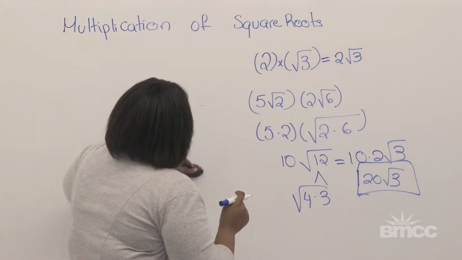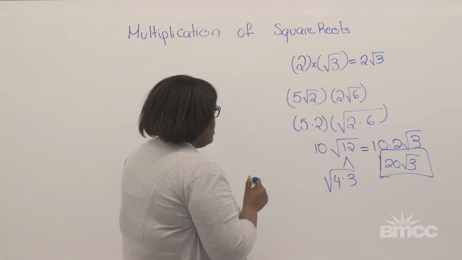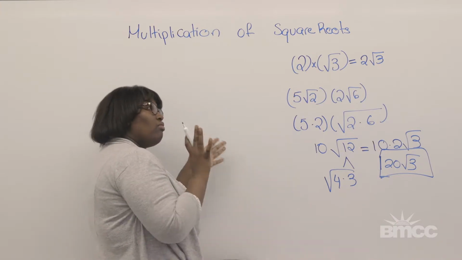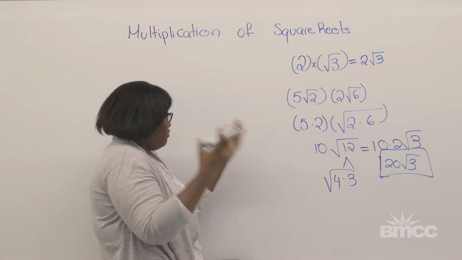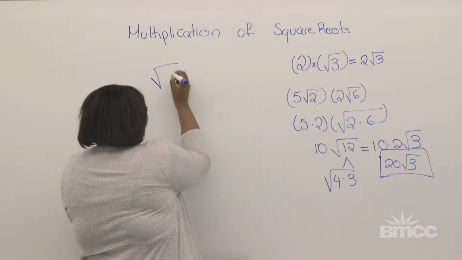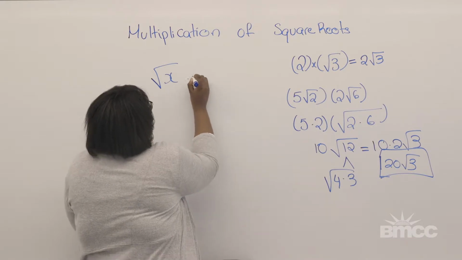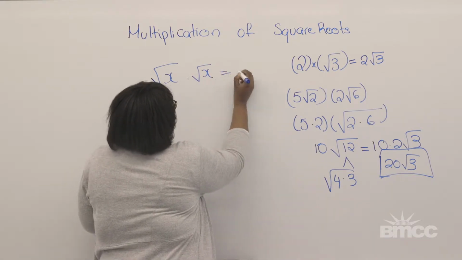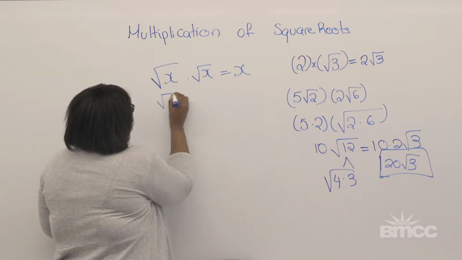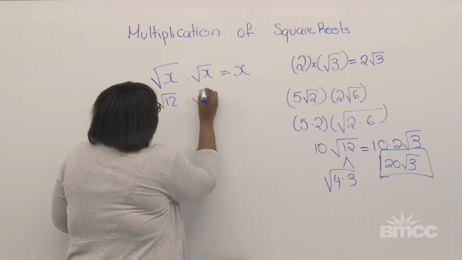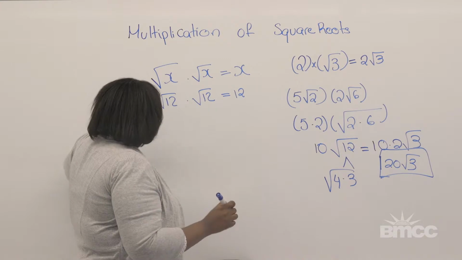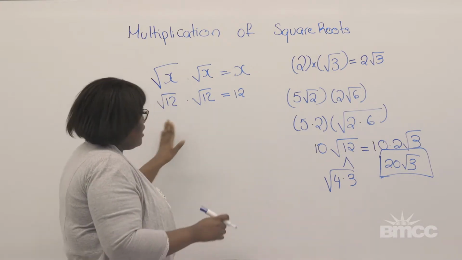Now, if we were to have a special rule that we know, it states that if you were to take the square root of x times the square root of x, your answer would just be x. So if we have the square root of 12 times the square root of 12, our answer is 12. Now we can prove this fact here.